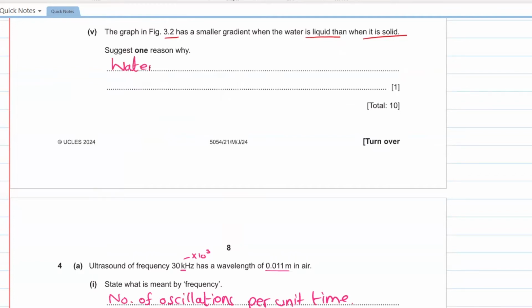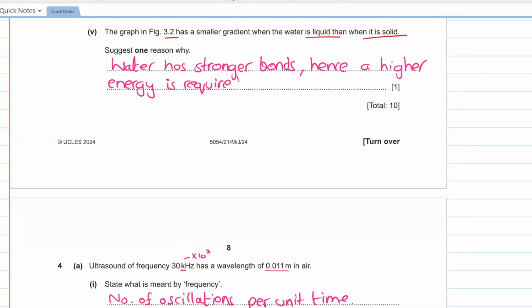You can write this: water has stronger bonds, hence a higher energy is required to cause change in temperature. Okay, if someone didn't write this earlier, you can write it right now. Let's further move ahead.